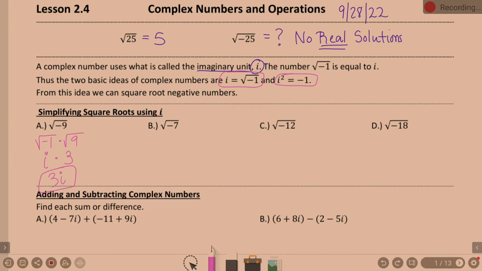So, if I bounce back up here, what would be the square root of negative 25? Since we're talking imaginaries, we could call it 5i. Okay? What about something like b? Square root of negative 7.